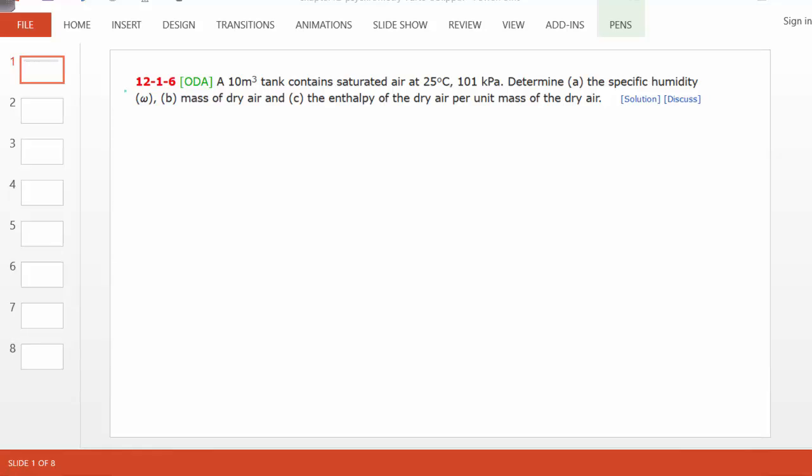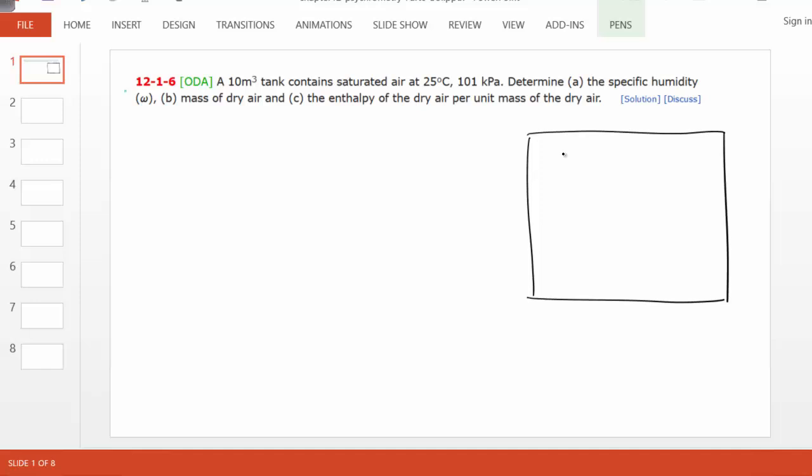Well, the tank of volume is given with the temperature and pressure and contains saturated air. So let's list the information that is given to us first. As the rigid tank, volume is 10 meter cube. Temperature, which is the dry bulb temperature, and the total pressure is 101 kPa, standard atmospheric pressure.